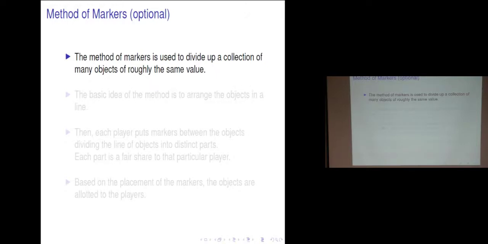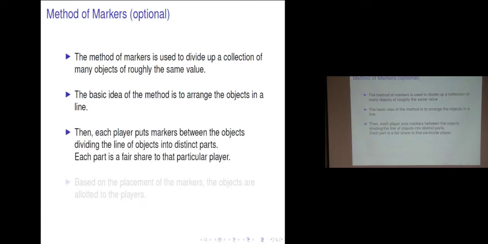Okay. So the basic idea of the method is to arrange the objects in a line. Okay, so first you do it in a line. And then each player puts markers between the objects, dividing the line of objects into distinct parts. And each part is a fair share to that particular player.